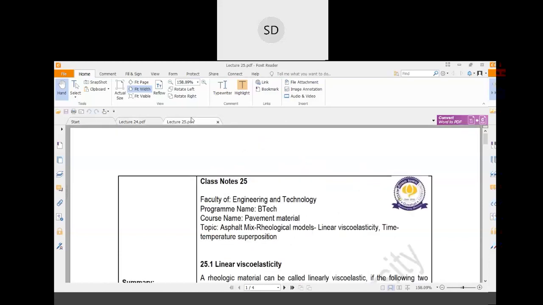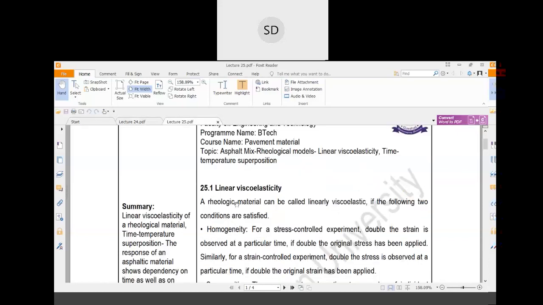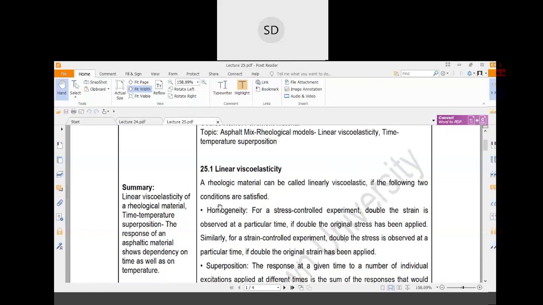Now, let us go for the next thing: linear viscoelasticity. So what do we mean by linear viscoelasticity? A rheologic material can be called linear viscoelastic if the following conditions are satisfied. A rheologic material means a material whose characteristics change with temperature. This type of material can be called linear viscoelastic. Linear viscoelastic means their viscoelastic nature is linear in characteristic.